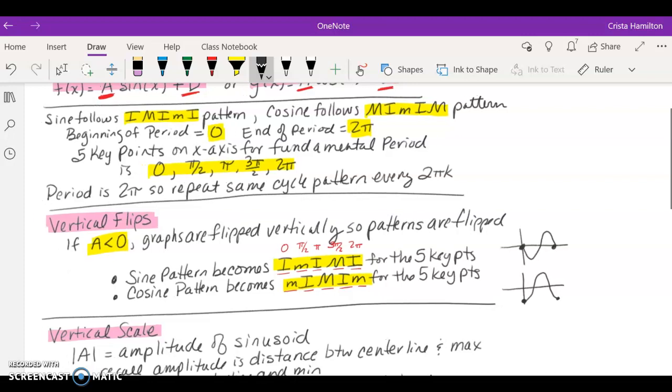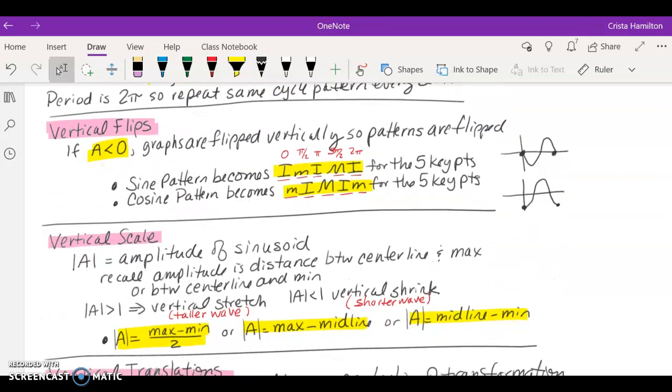The A itself is also related to the vertical scale. If we take the absolute value of it, because the negative is the flip, now we're just looking at the magnitude of that scalar multiple. That magnitude is going to be the amplitude of the sinusoid. And remind yourself, amplitude is the distance between the center line and the max, or the center line and the min.